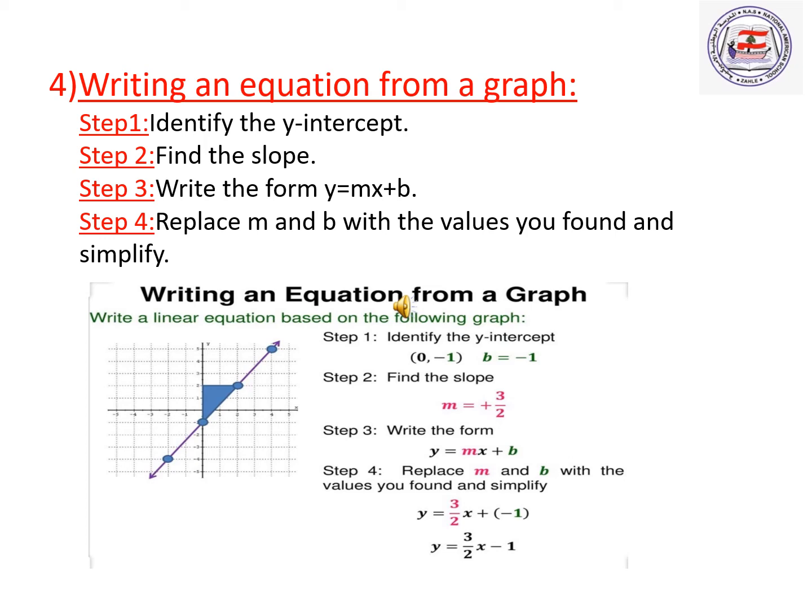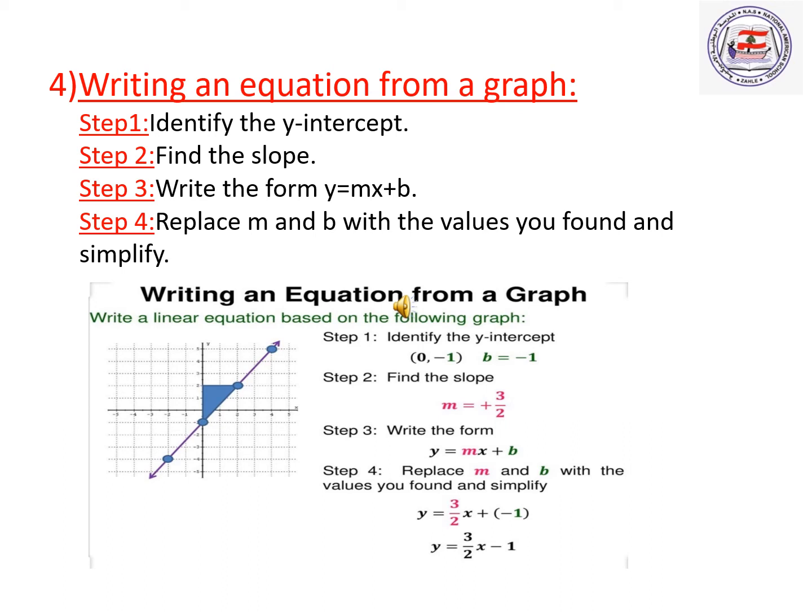Please look at the figure. Write a linear equation based on the following graph. So, Step 1, we find the y-intercept. This line cuts the y-axis at -1. So the y-intercept is -1, b equal -1.